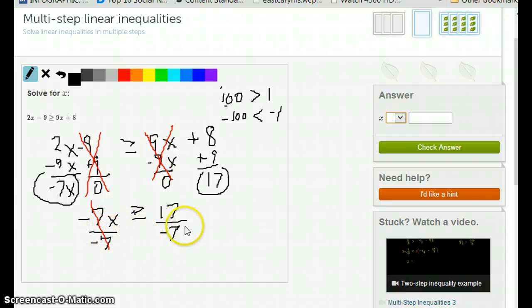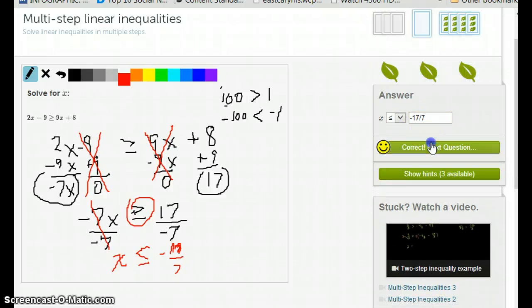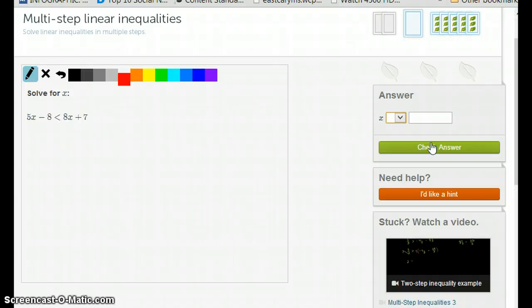We divided both sides by negative 7, so that means this inequality is going to have to reverse, and now it's going to be less than or equal to. And so the left side is going to be x, and the right side is going to be negative 17 divided by 7. And I'm not going to divide that out because it's going to be messy. So we're going to put less than or equal to, and we'll just put the answer as negative 17 divided by 7. Okay.